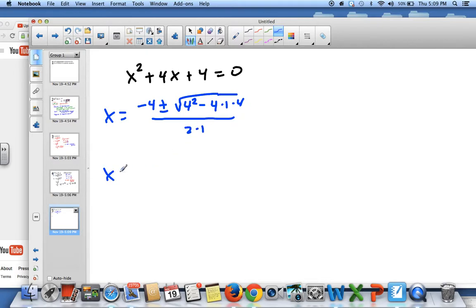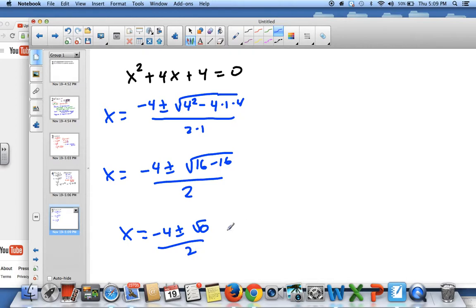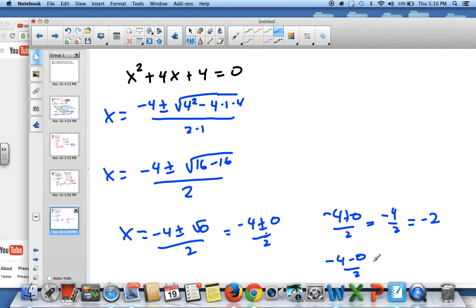So that's going to be x equals negative 4 plus or minus the square root of 16 minus 16 over 2. So x equals negative 4 plus or minus the square root of 0 over 2. So that becomes basically negative 4 plus or minus 0 over 2. Technically it always has two solutions if it's a quadratic, but in this case it's negative 4 plus 0 over 2, which is negative 4 over 2, which is negative 2. And negative 4 minus 0 over 2, which is negative 4 over 2, which is negative 2.